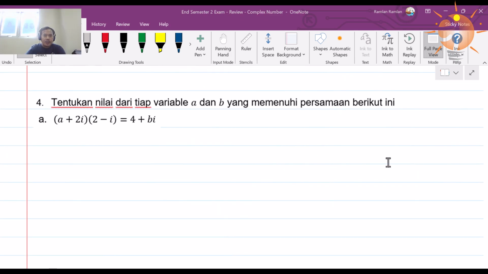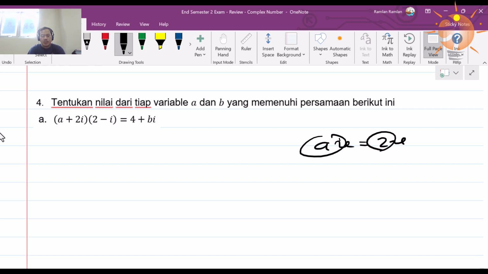Okay, number 4. Determine the values of a and b which fulfill this equation here. You see that we have a multiplication of 2 complex numbers, and it equals that. What you should do is multiply this out and see what you get on the right side. For example, if I have ax equals 2x, what is a? a is just 2, because this is x and this is x. You only need to match the form on the left and right side.